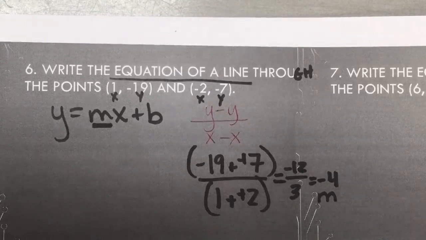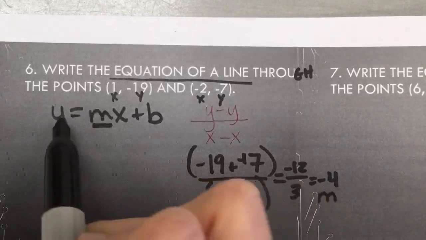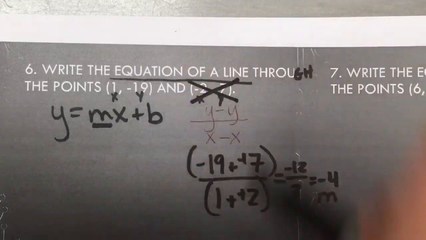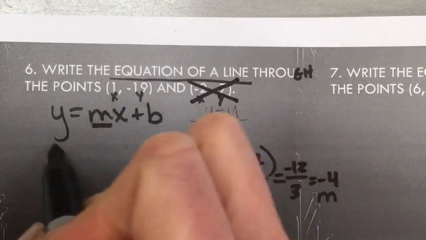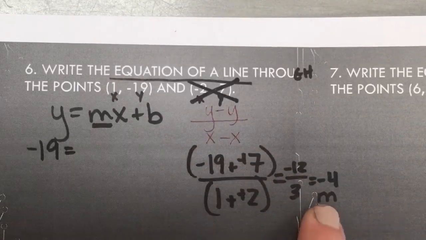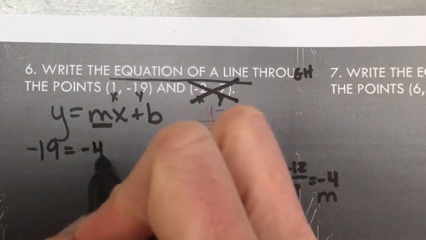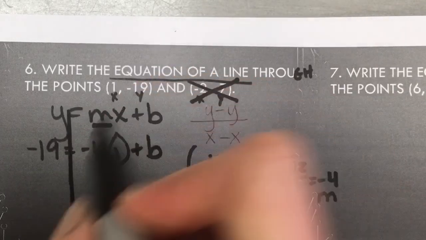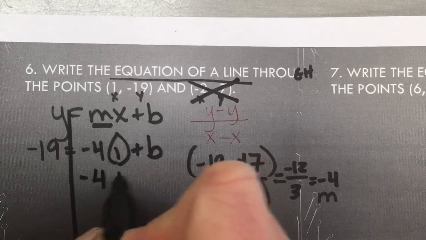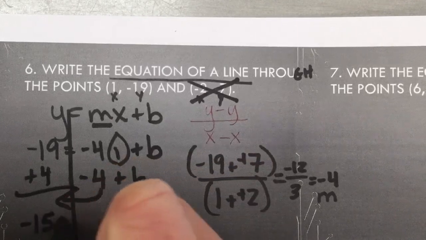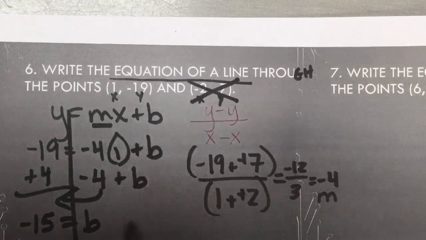So I'm going to label it m. m is slope. Then, to plug into your formula, you only need 1 point. I'm going to mark this one out so I don't get confused. So I'm going to plug -19 in for y. The m is your slope, which we got to be -4. Your x is 1, and then you put plus b. So I get -4 when you multiply those. And with the -4 over, you add it. So I get -15 equals b.